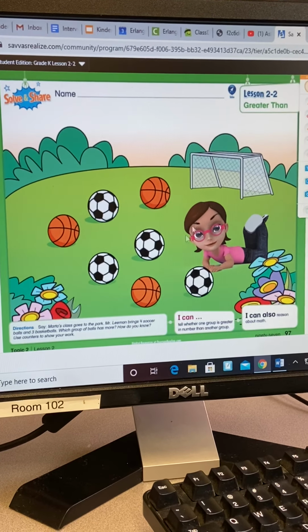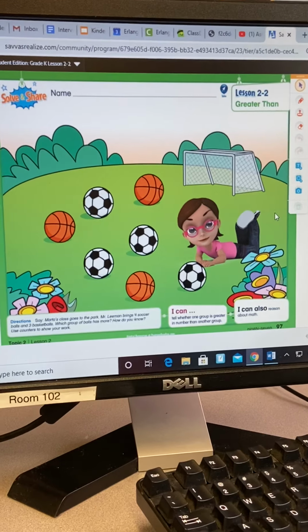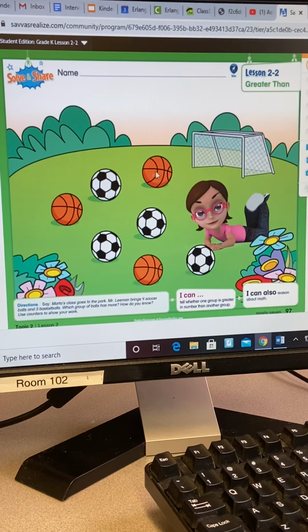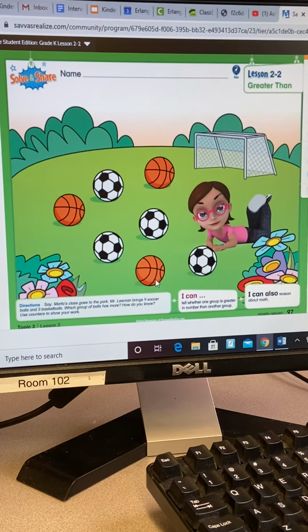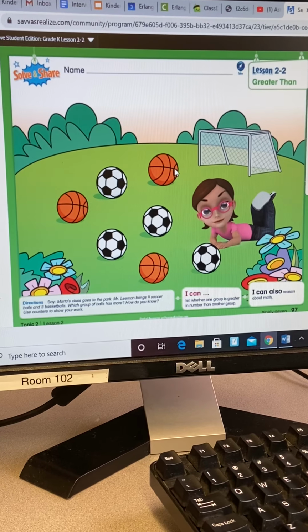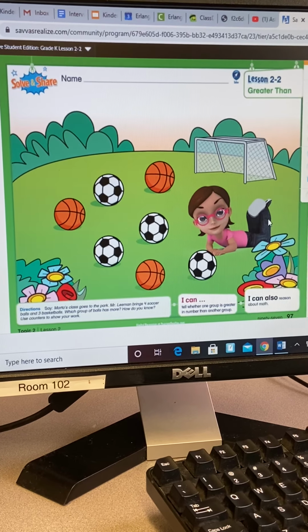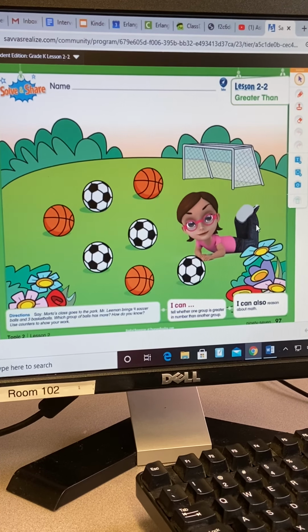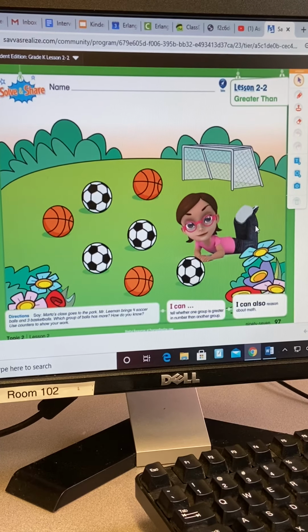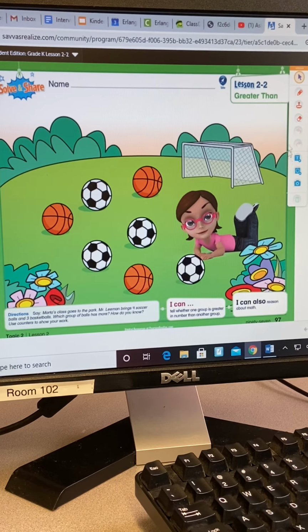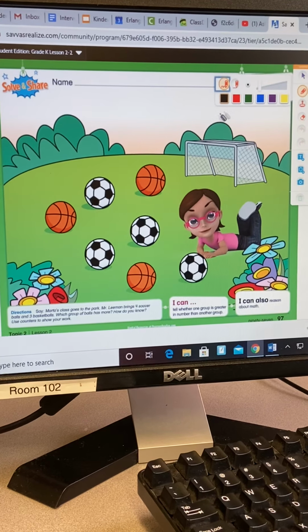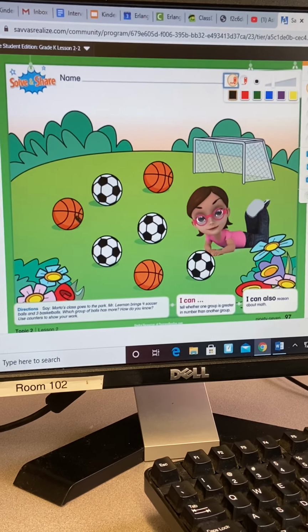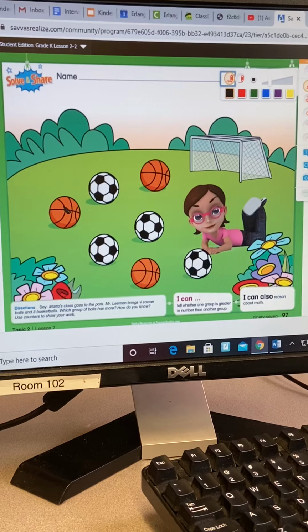So we have my friend Marta again, and she is at the park. So her teacher has brought some balls for them to play with at recess. So it looks like she has brought some basketballs and soccer balls. And Marta wants to know if she has more soccer balls or if she has greater basketballs. So I'm going to draw my line to help me compare and match to see if I have more of one another or the same.